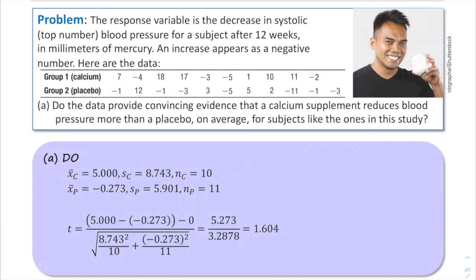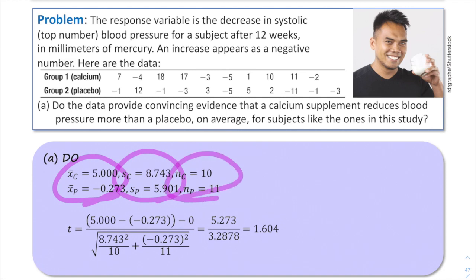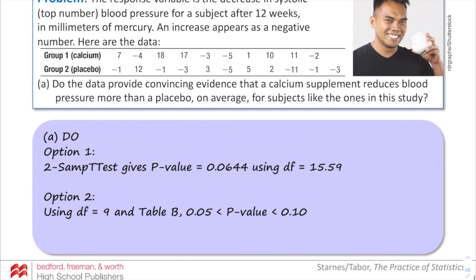So now we're calculating everything. We have our statistics, we have our standard deviations from our samples, and we have our sample sizes. Plugging everything into the formula, t is 1.604. So on the calculator, you get a p-value of 0.0644, degrees of freedom 15.59, or if you're doing it by hand, 10 was our smaller sample, 10 minus 1 is 9, so degrees of freedom are 9. Looking at our table, we get a p-value that's between 0.05 and 0.1, which obviously 0.0644 does fall in that interval.